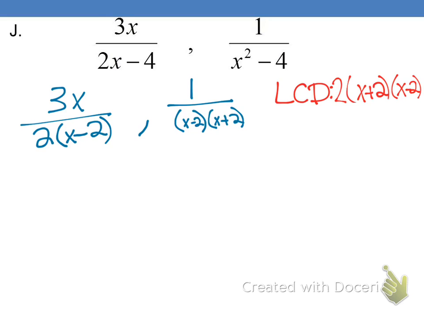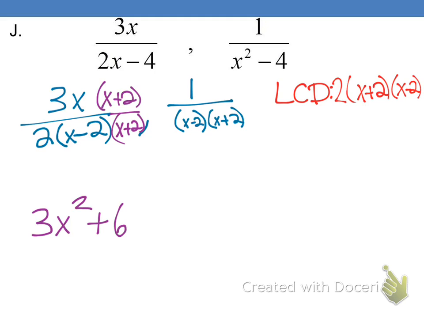All right. What is my first expression missing? X plus 2 over x plus 2. Good. What's 3 times x? 3x. What is 3x times 2? 6x. Good. And then all over that common denominator.